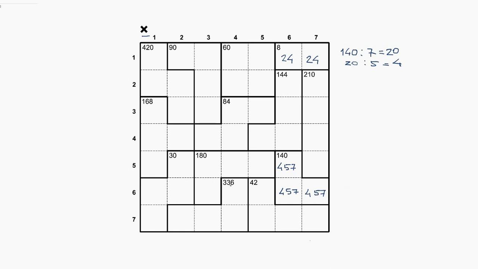Now, what happens with these two numbers, 336 and 42? Let's see. 336 can be divided by number 3. And the result is 112. This 112 can be divided by number 2. It's 56. And 56 can be divided by number 7. And the result is a number 8. At this moment, the conclusion is that in these 4 cells has to be number 7.